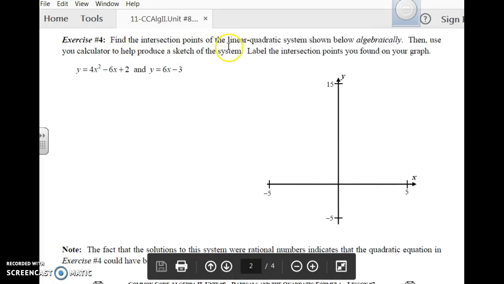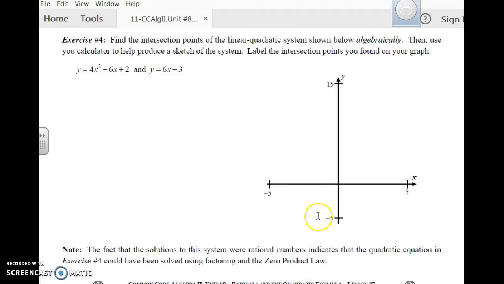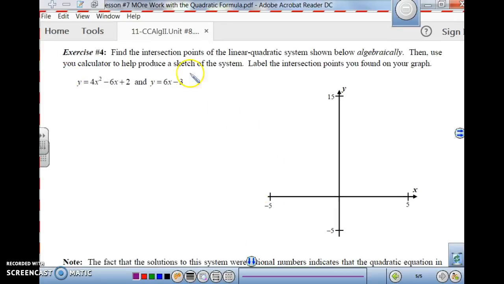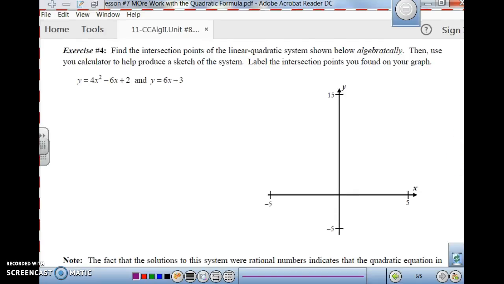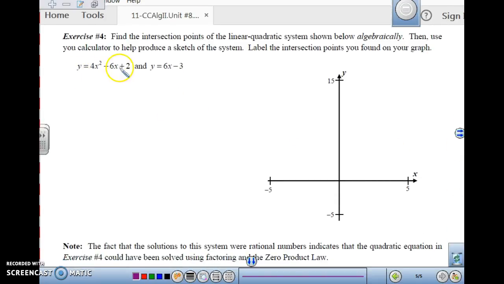All right, find the intersection points of the linear quadratic system shown below algebraically. Okay, so if I want to do this algebraically, we are looking for how to solve this. You want to use your calculator to produce a sketch and label the intersection points on the graph. Okay, y equals 4x squared minus 6x plus 2, and y equals 6x minus 3.